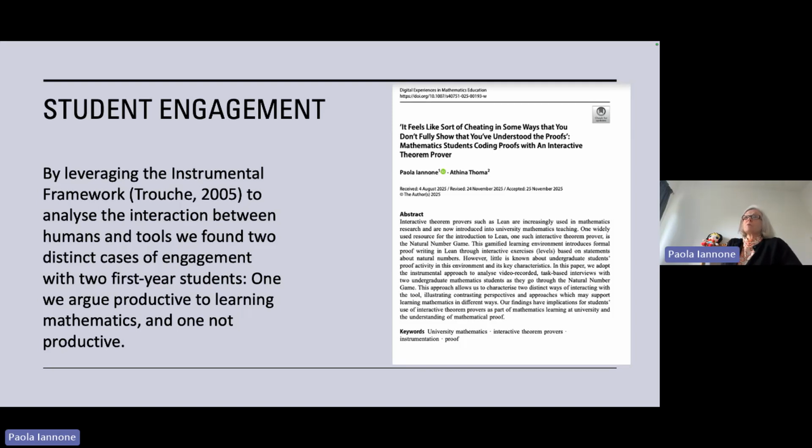So we asked ourselves whether this spontaneous engagement with Lean, completely unsupported from teaching and from pedagogical intervention, could be beneficial for students. So could we just say to the student, look, go and do the natural number game. This is going to be good for you. In order to do this, we put together 4 case studies.